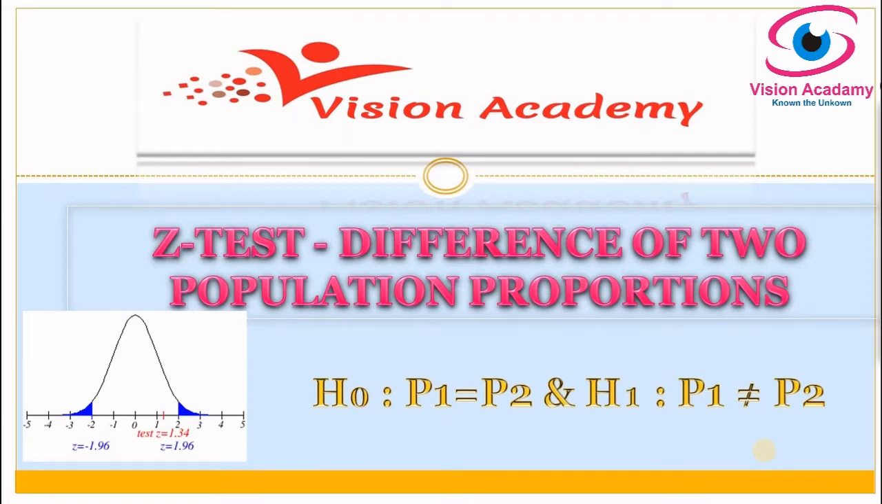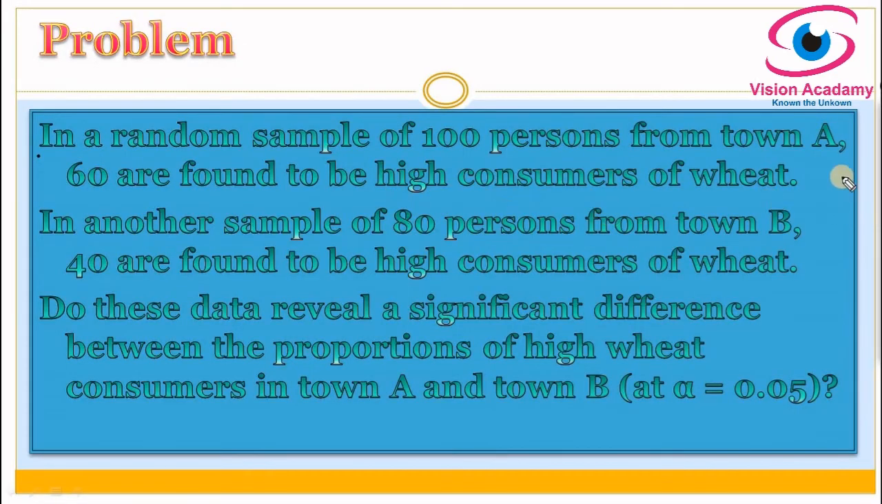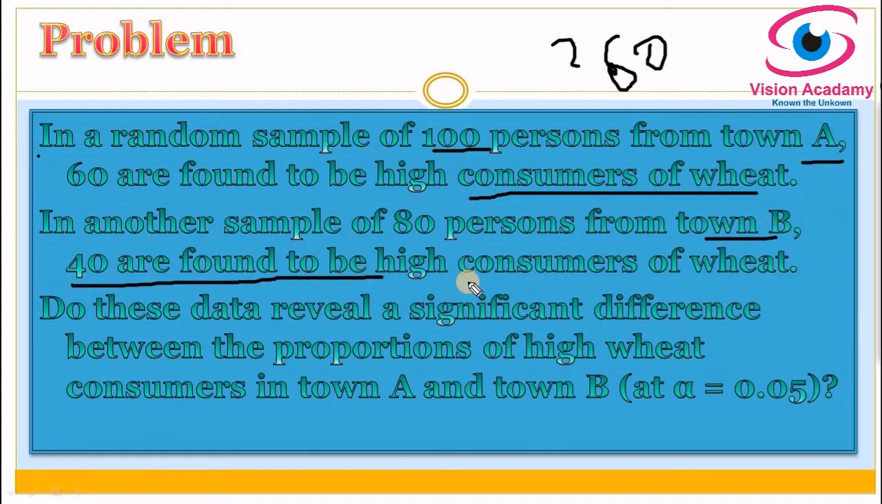Then let us have a problem for this. In this problem we have two cities, and we have taken consumers of wheat. In a random sample of 100 persons from town A, 60 are found to be high consumers of wheat. From town A, out of 100 samples, 60 are found to be high consumers of wheat. In another sample of 80 from town B, 40 are found to be high consumers of wheat. So in town B, 40 are high consumers of wheat out of 80 samples selected.